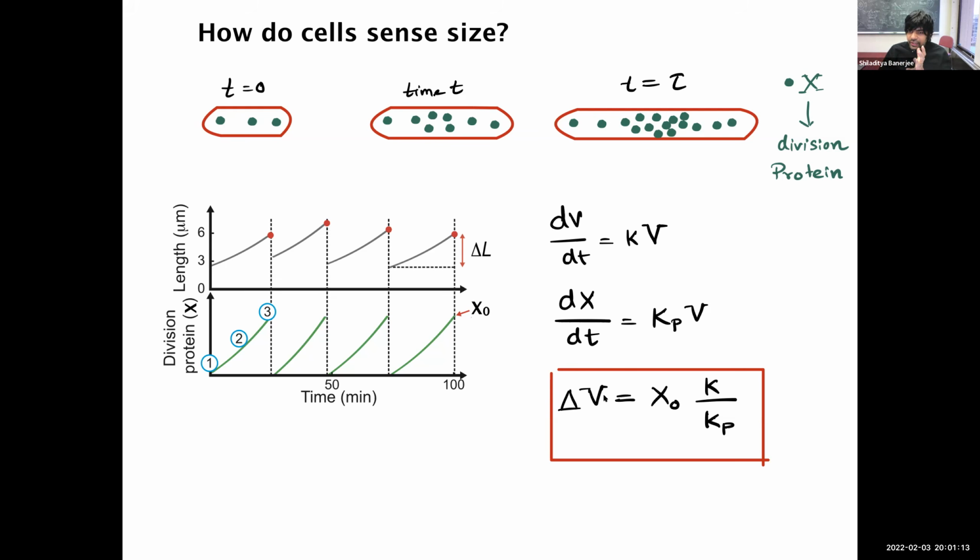So here you see something very interesting. A geometric feature is linked to some dynamic variables, right? How fast you grow and how fast you divide, right? Because these are rates, rate constants, okay?